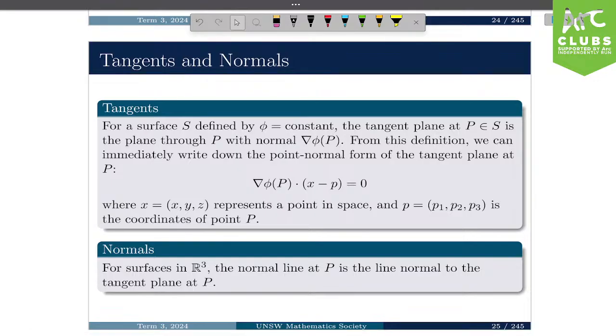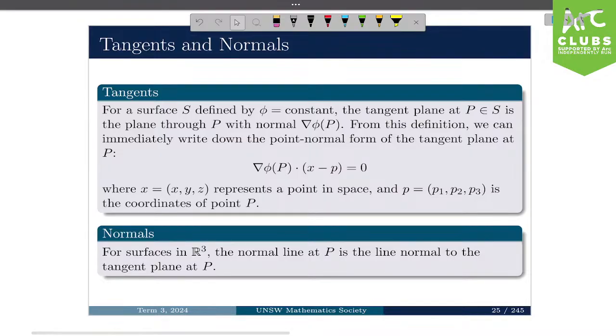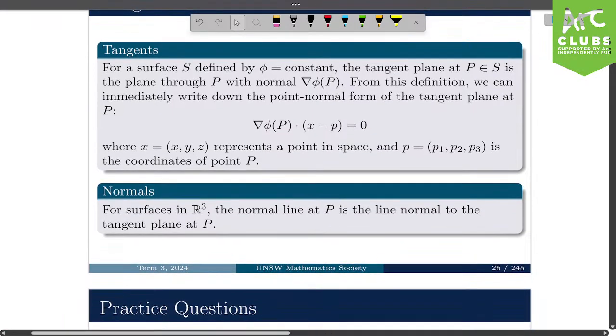So for a surface S defined by phi equal to a constant value, the tangent plane at P in S is the plane through P with the normal that's equal to the gradient of phi. From this definition, we can immediately write down the point normal form of the tangent plane at P, which is that the gradient dotted with x minus p should equal 0, where x equals (x, y, z) represents a point in space, and p equals (p1, p2, p3) represents the coordinates of point P. For surfaces in R3, the normal line at P is the line normal to the tangent plane at P.